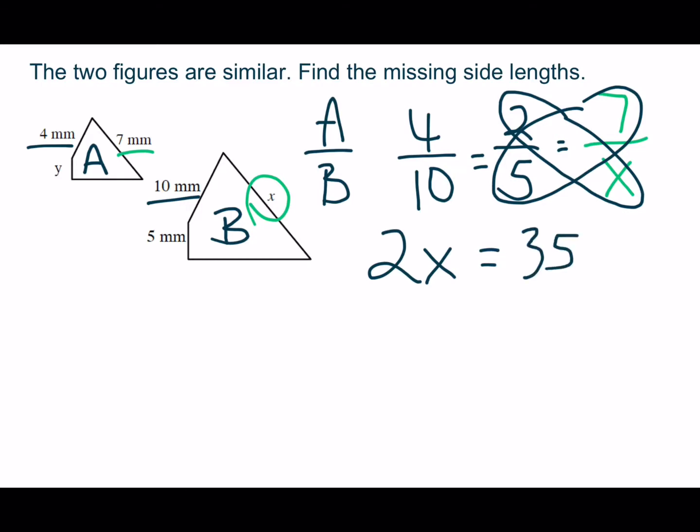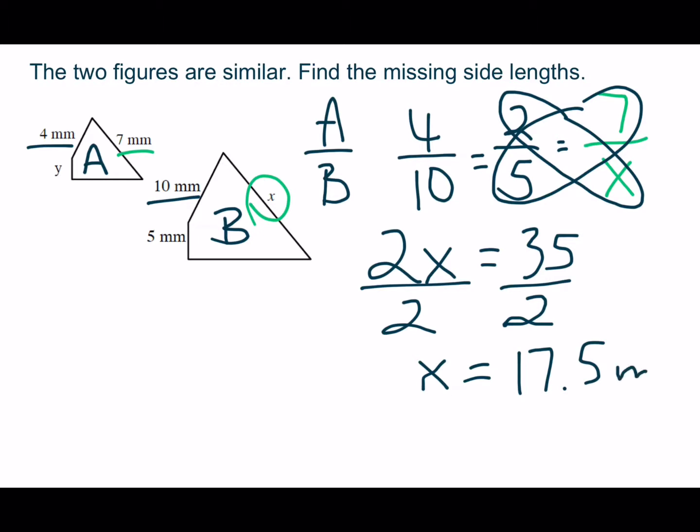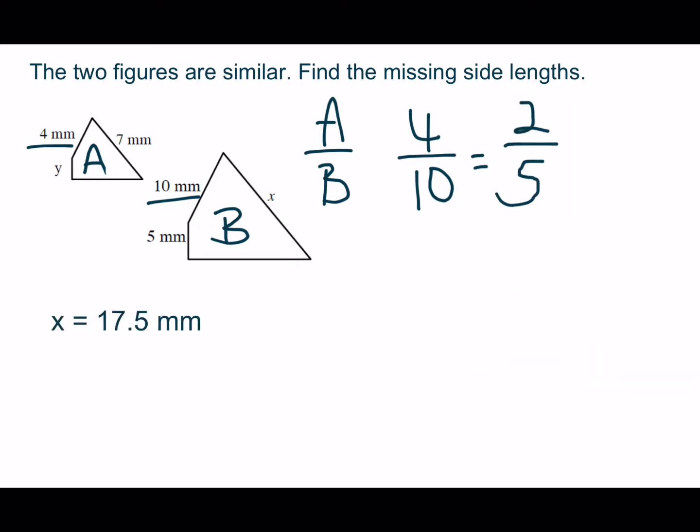X equals 17.5 millimeters. Now let's solve for y, and we're going to start with the same ratios that we started with for x.